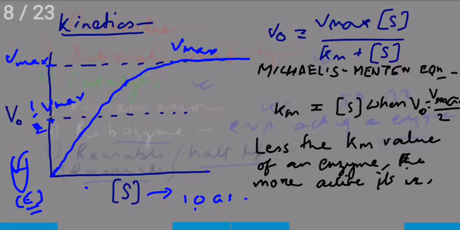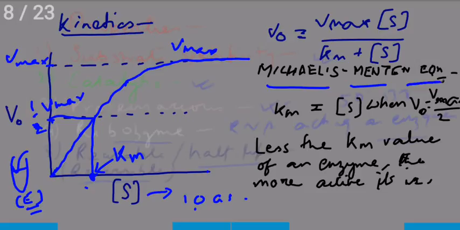So at half Vmax, the substrate concentration is this one. This substrate concentration, which is present when the velocity is half the maximum, is known as Km value of the enzyme. Km is the Michaelis-Menten constant, and this whole reaction could be expressed by the Michaelis-Menten equation, which is V0 equal to Vmax into concentration of the substrate divided by Km plus concentration of the substrate.